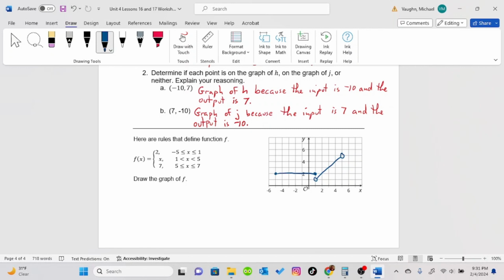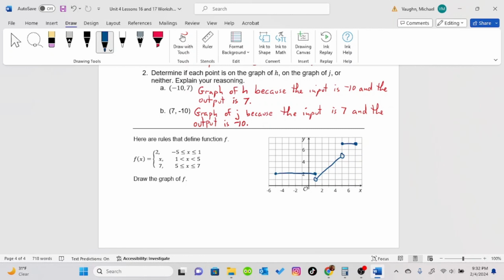And finally, when x equals 5, the function equals 7. And we use a solid point because it says less than or equal to, so it's included. Then I go to x equals 7, y equals 7. Because it says less than or equal to, that point is also included, and I draw the line connecting them. And this is the graph of the piecewise function f.